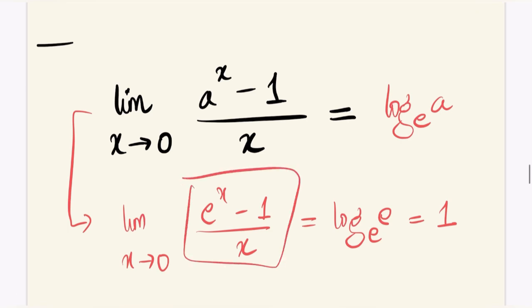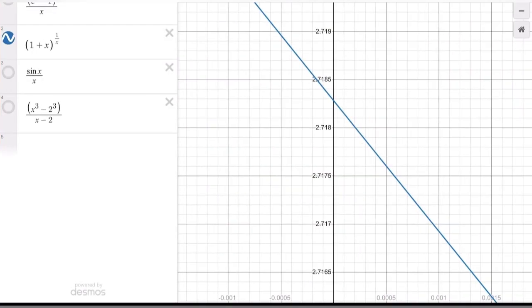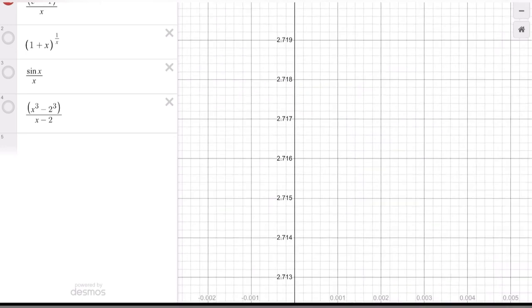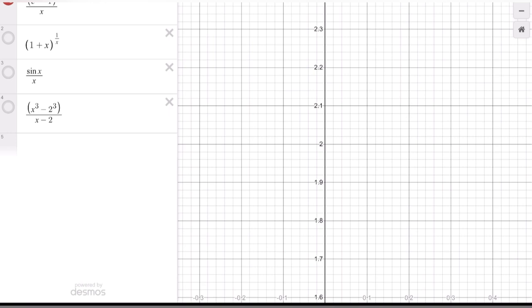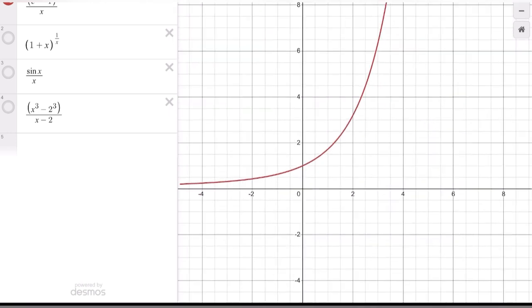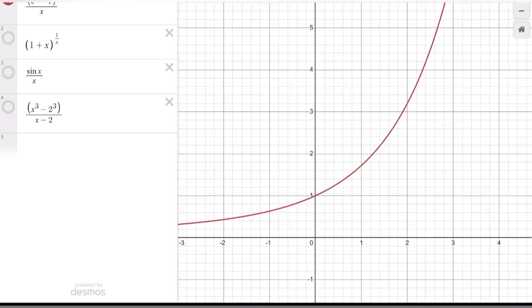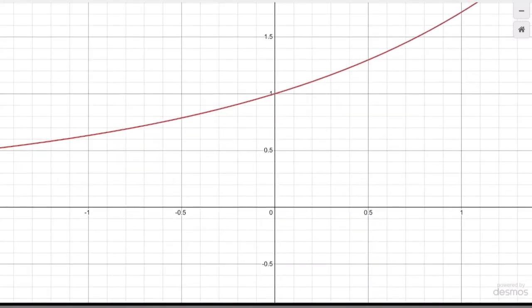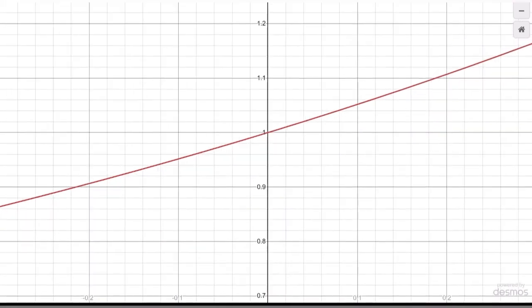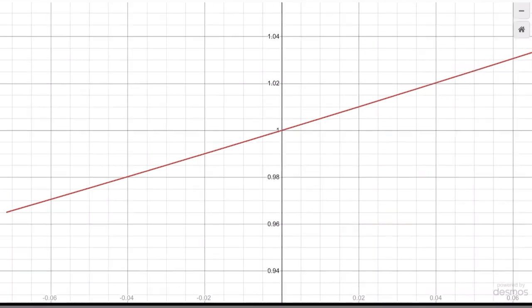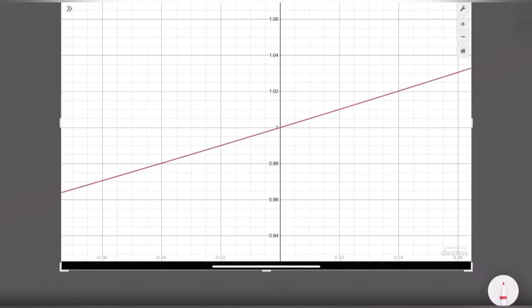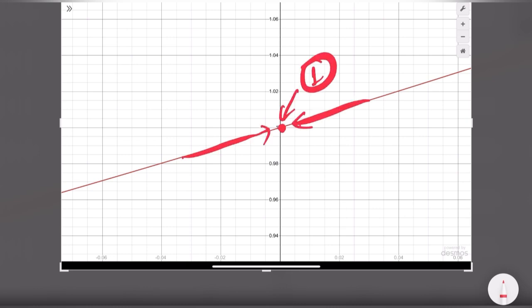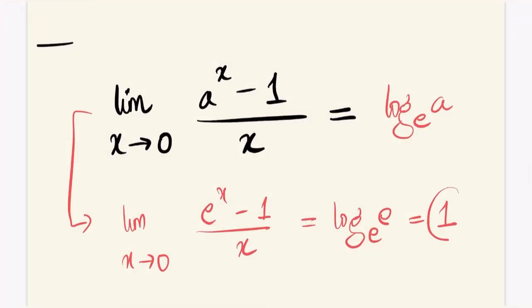So let's try to verify this again with the help of a graph, which I have made through Desmos. So e raised to x minus 1 upon x looks, I think I had zoomed in a lot. Let's zoom out. Yeah. This is how the graph looks like. e raised to x minus 1 upon x. As you can see, when x is approaching 0, you can see that the function f(x) is approaching 1. So either from the left hand side or the right hand side, the function f(x) is approaching the same number, which is 1 in this case. So the answer for the limit is 1, which is right.